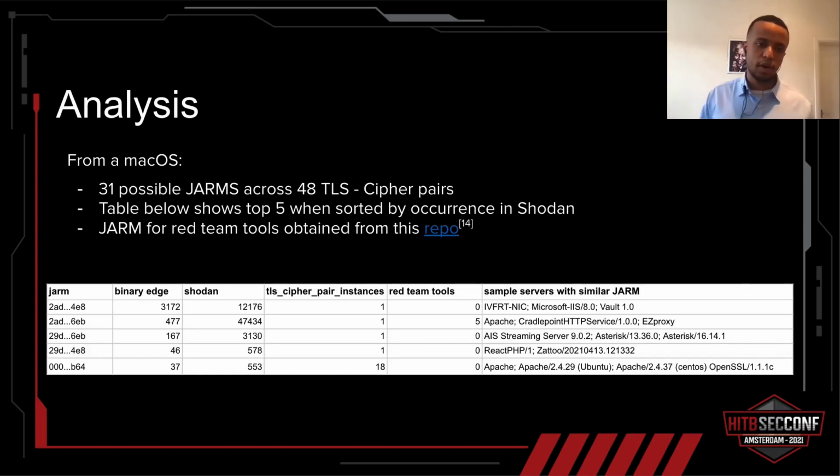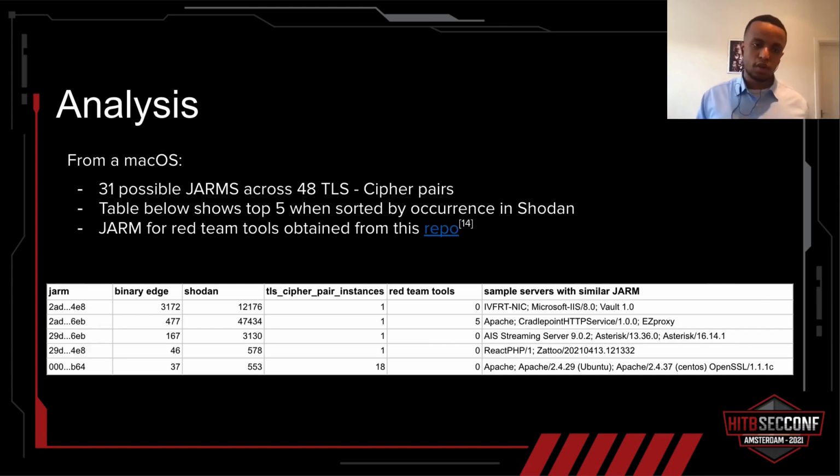So let's talk a little bit about one test run on a Mac OS system, and let's analyze some of the findings. On a Mac OS system, we identified 31 possible JARMs across 48 TLS cipher pairs. In this table, we can see the top 5 JARMs when sorted by occurrence in Shodan, right? We've also cross-referenced the JARM fingerprints against the known list of red team tools from a publicly available repo to grab that usage as well.